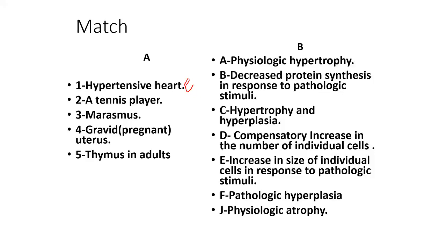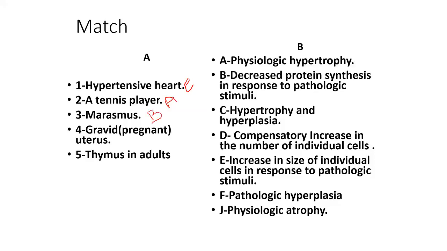Very good. Tennis player, of course, is a physiologic kind of hypertrophy, so it is A. Marasmus: it is not physiologic atrophy, it is pathologic atrophy. And in pathologic atrophy, you have decrease in protein synthesis in response to pathologic stimuli. So it is B here.